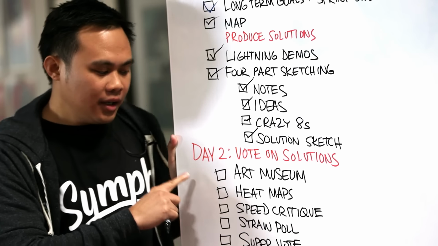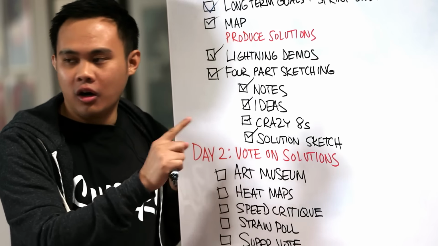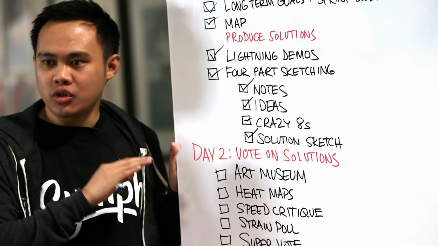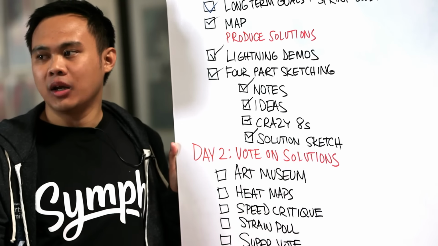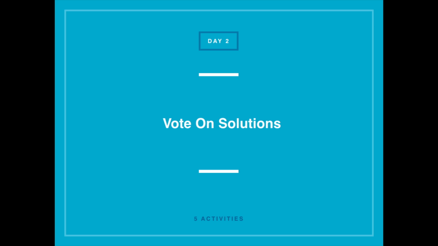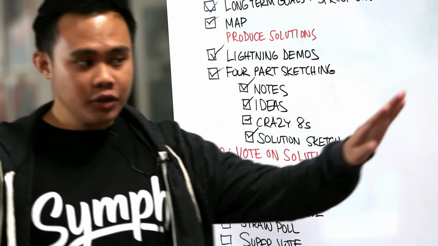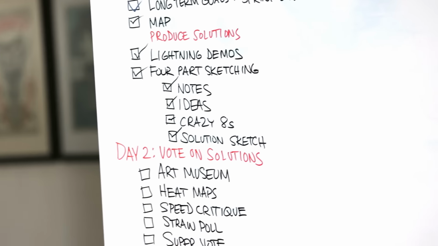So day 2 is about voting on solutions, right? So it's all about deciding. Day 2 is deciding what are we going to do, where are we headed, what are we going to build. All right. So now that you have your title, the first thing that we're going to do is called the Art Museum. So I'm going to turn around this whiteboard.